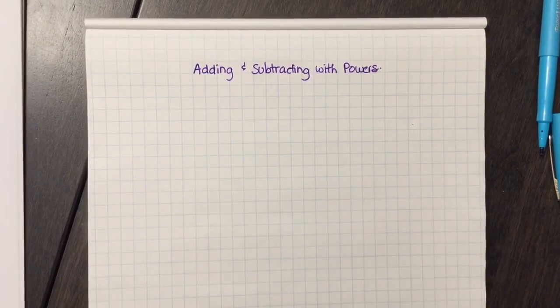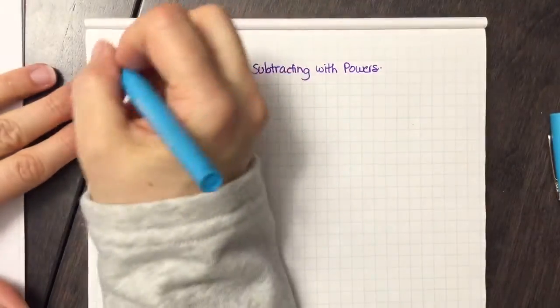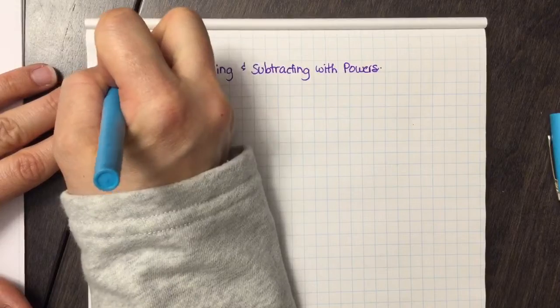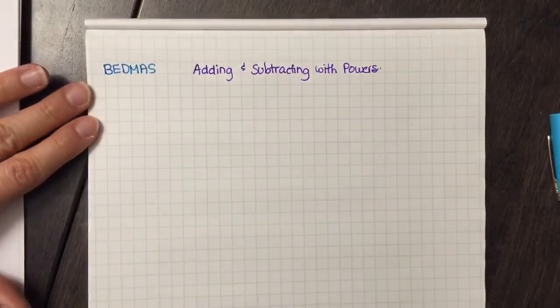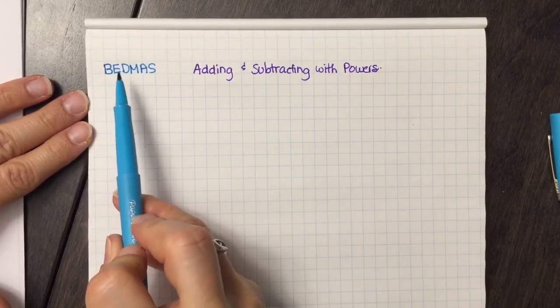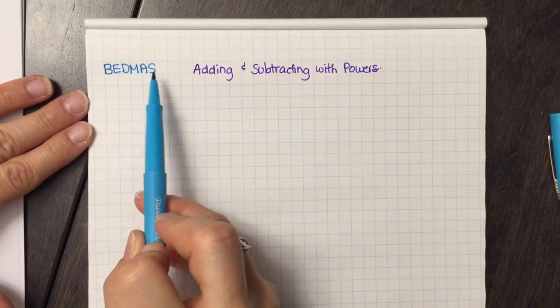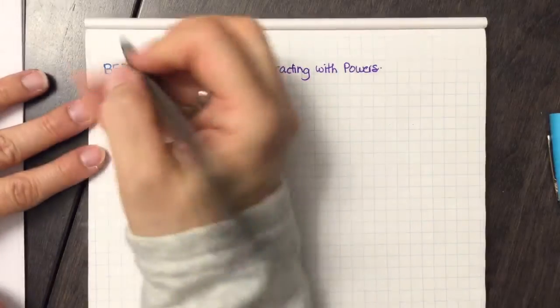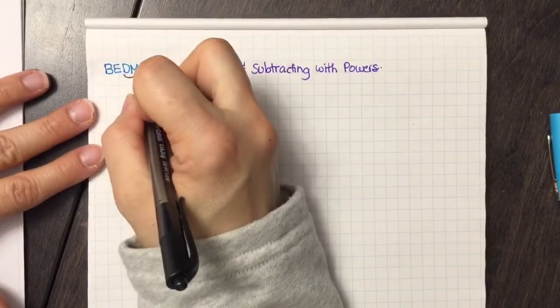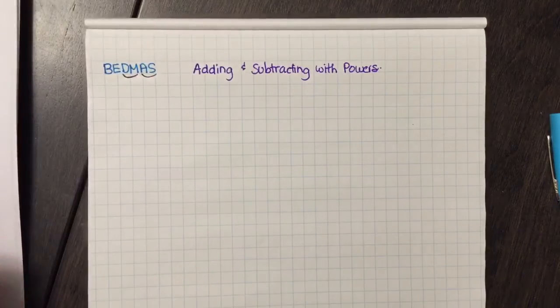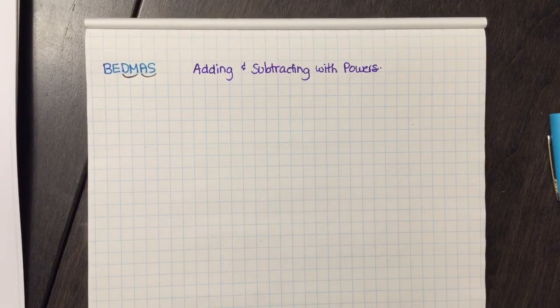Regardless of what's going on, I'm still using BEDMAS. I'm going to put that on my page so I always have it as a reference. Brackets, exponents, division, multiplication, addition, and subtraction. And remember, you can do either division or multiplication first, just go from left to right. Same thing with addition and subtraction, left to right. Take a look at what happens first.